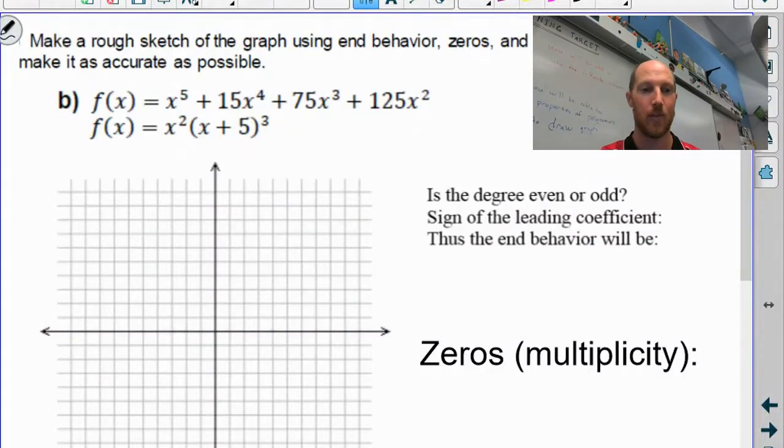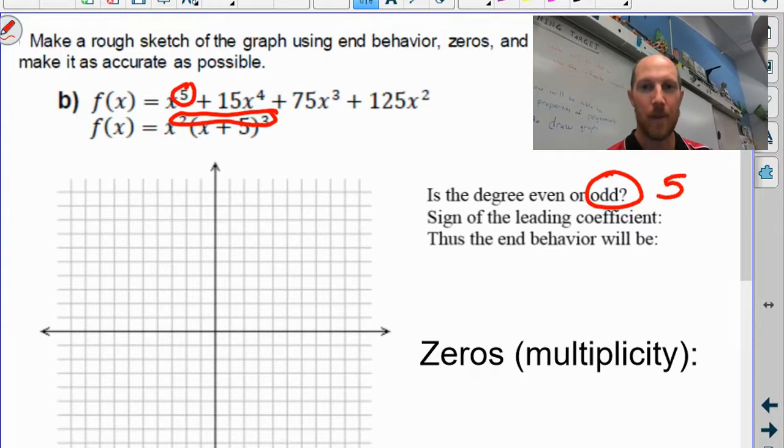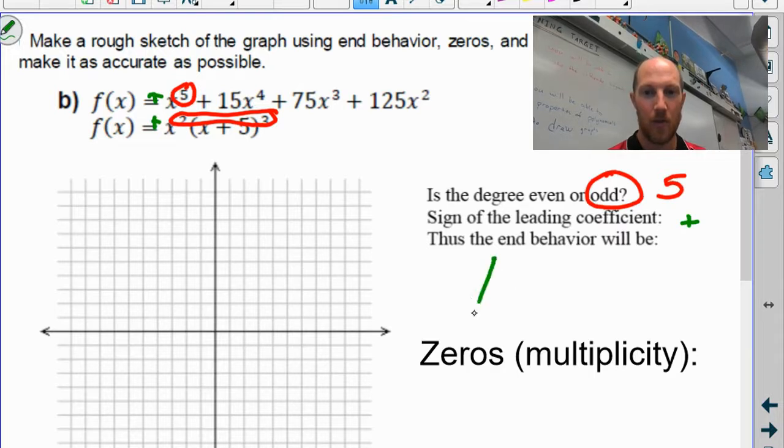All right, last example. So we're back to the same directions we had before. We're going to make a rough sketch of the graph using end behavior, zeros, and multiplicity. So I think at this point, probably we can go a little bit faster. I'm going to look at that function, and I need to decide about the degree. Well, I can see the degree is 5, or in the factored form, I can add together those two exponents. Either way, it's 5, and that is odd. Leading coefficient is positive. And so I've got an odd degree and a positive leading coefficient. So at the left end, it's going to be going down, and at the right end, it's going to be going up.